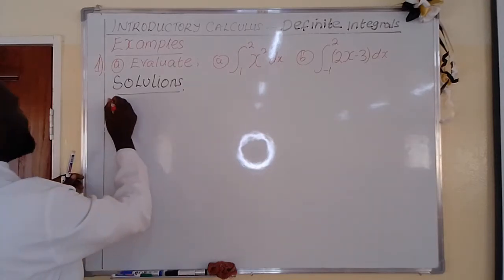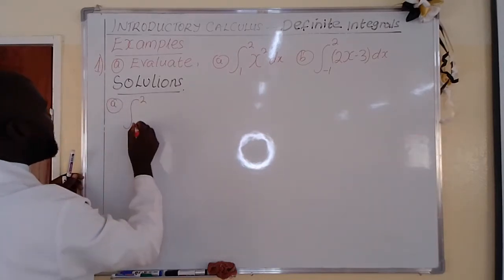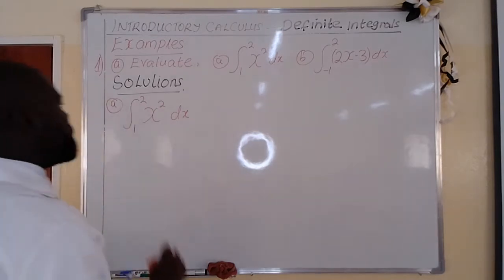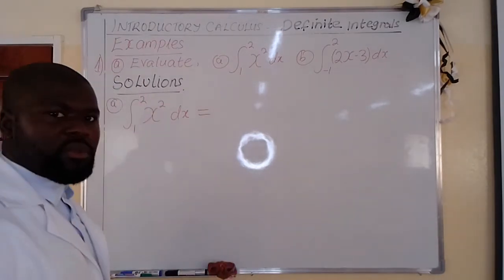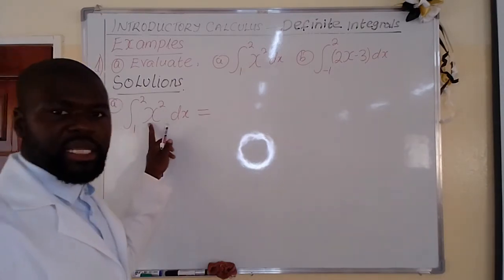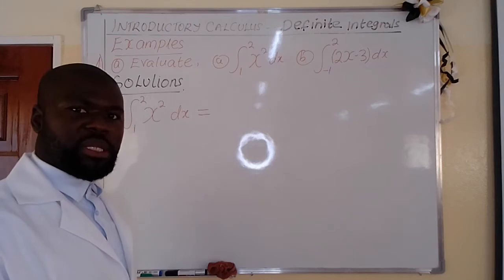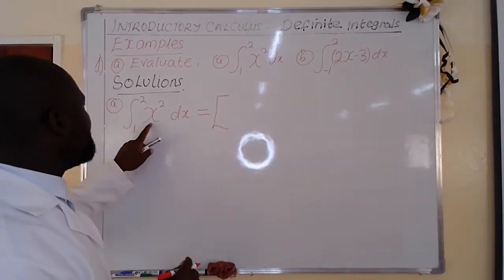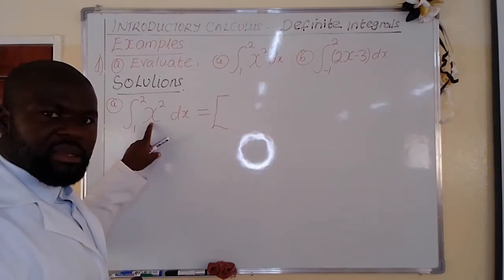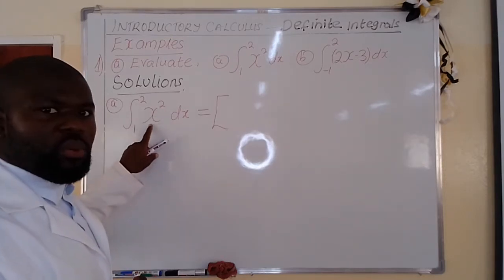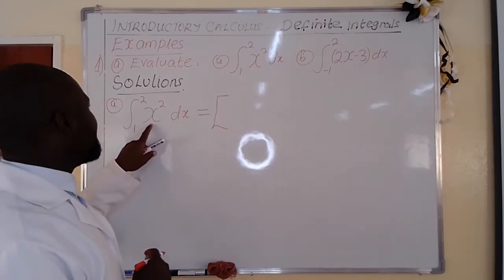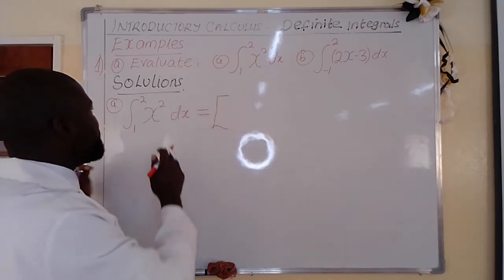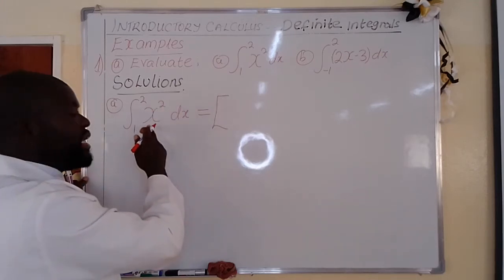1a, we have the integral of x squared, values of x, 1 and 2. So we integrate the function inside the usual way we do it by the rule. So according to the rule, our function x power 2, we integrate it by adding a 1 to the power, then dividing by the new power. So we add a 1 to the power, we divide by the new power.